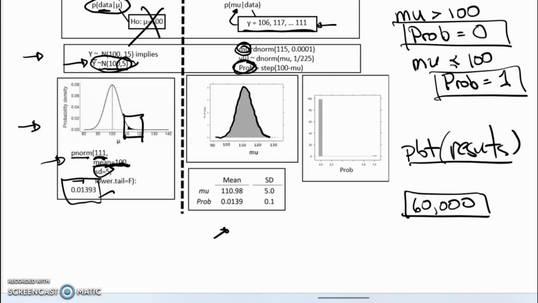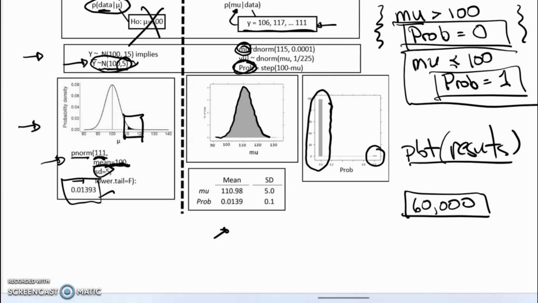They can be a 1 or a 0. And what you can see is the vast majority of these are zeros, where mu was greater than 100. There's only a few values of 1, only a few values where mu was less than 100. And in fact, we can do the statistics on both mu and prob, get the mean of those two, and the mean value of mu was 111, which is the data that we observed, and this is a really key thing.